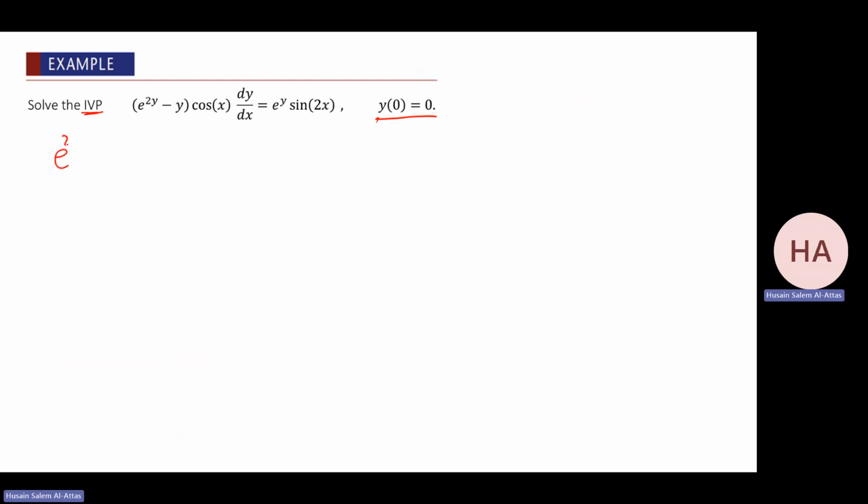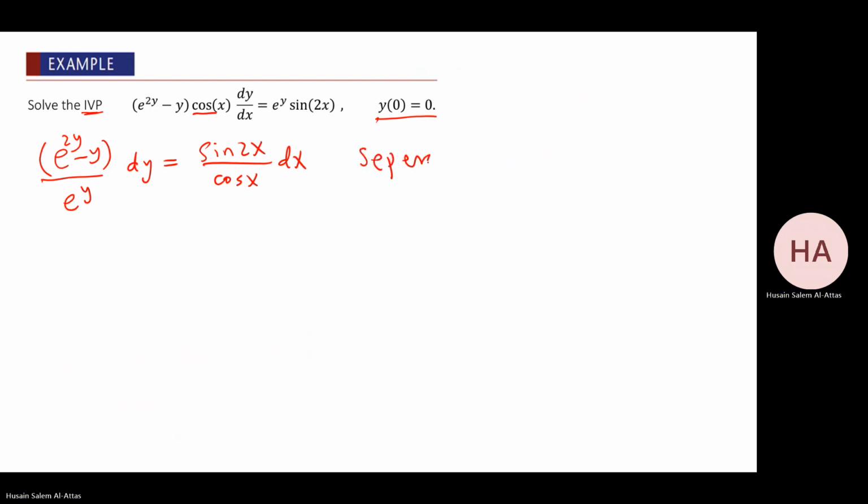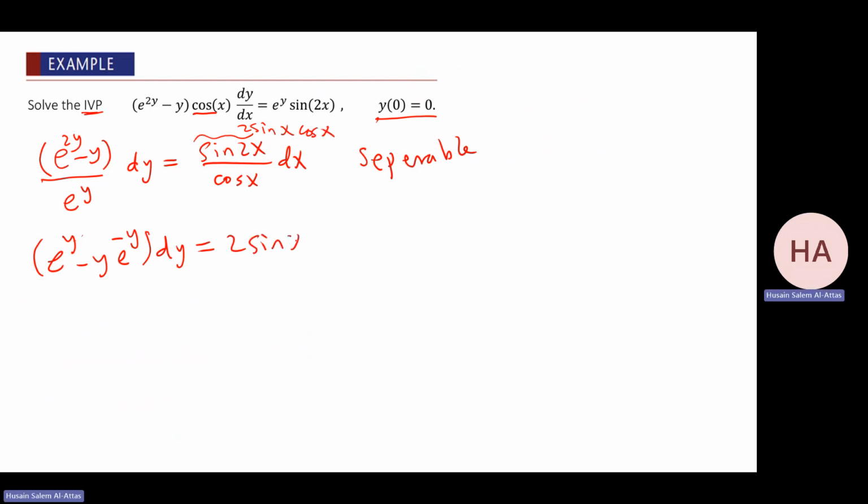First, you need to check whether it is separable or not. I divide by e^y, this is times dy. I divide by cosine x on the other side. Now, very clear, this is separable. I put the y on one side and the x on the other side. So that will be (e^y minus y e^(-y)) dy. This is 2 sine x cosine x, so all of this is just 2 sine x.